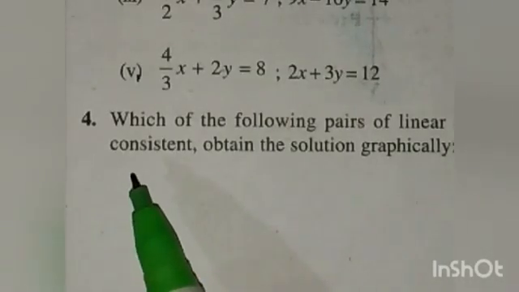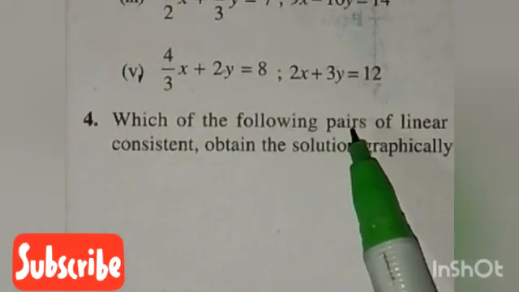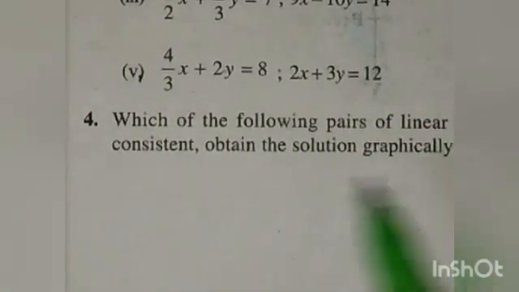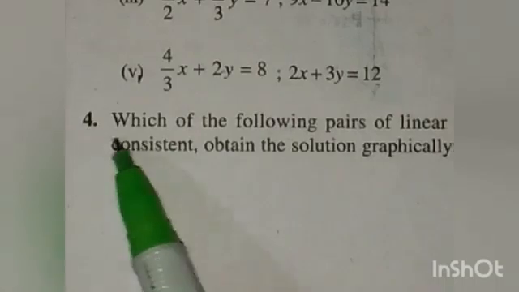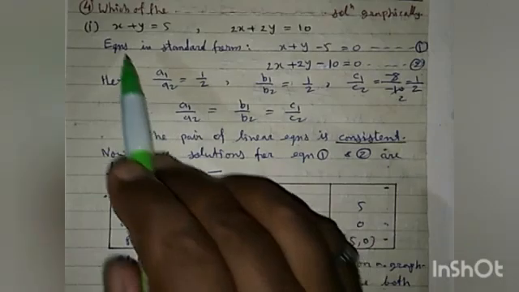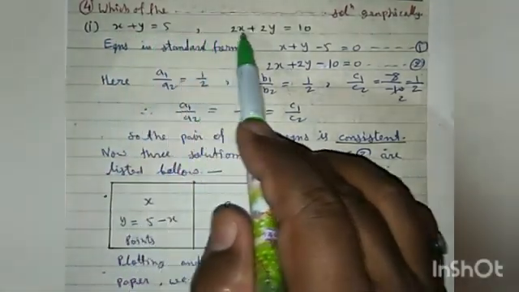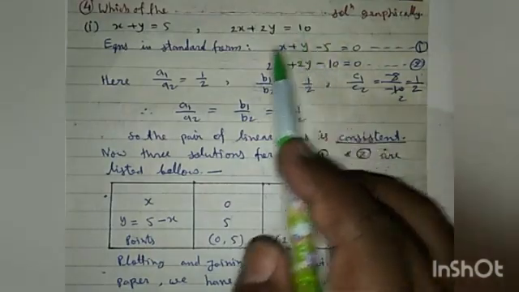Hello students, today we will solve question number 4 to 7 of exercise 3.2 of standard 10th math. Here in question number 4, which of the following pairs of linear equations are consistent or inconsistent? If consistent, obtain the solution graphically. In first part, equations are x plus y equal to 5 and 2x plus 2y equal to 10.